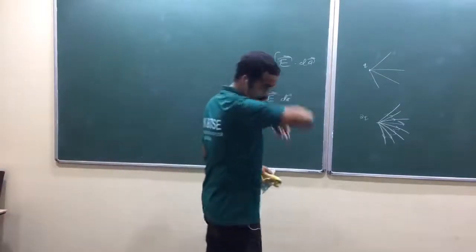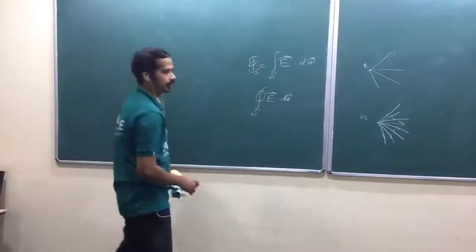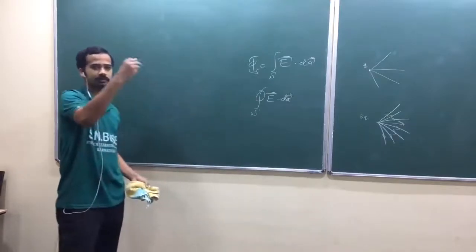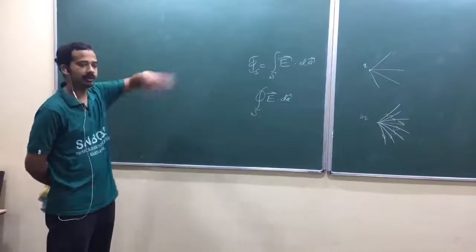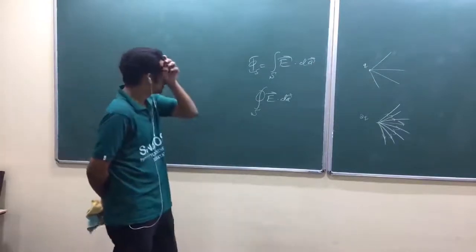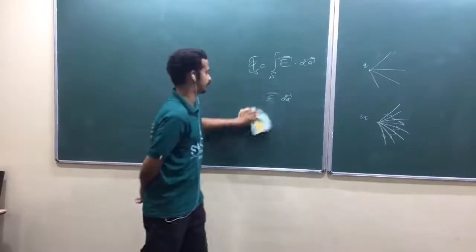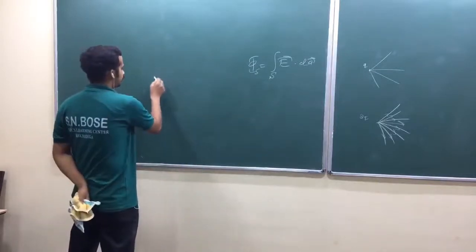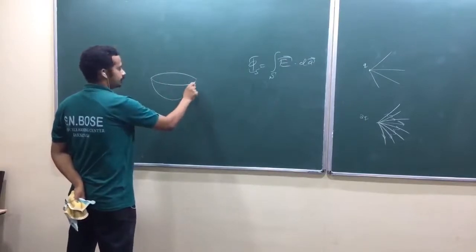Closed surface: suppose a spherical surface. Open surface: for example, suppose your ice cream cone. That's an open surface, am I right? It's open on one side. Suppose a hemispherical bowl. That's also an open surface, am I right? So here one problem comes. In case of an open surface, let me take the hemispherical bowl.